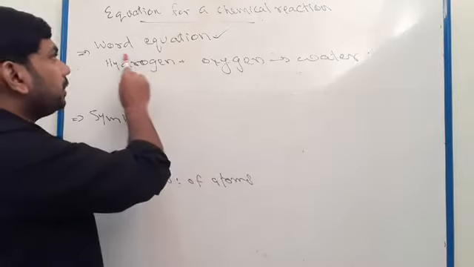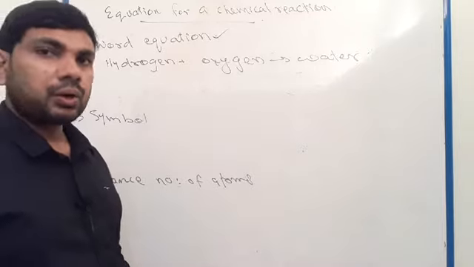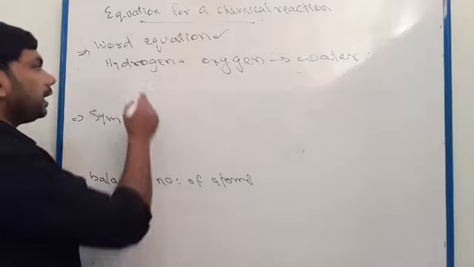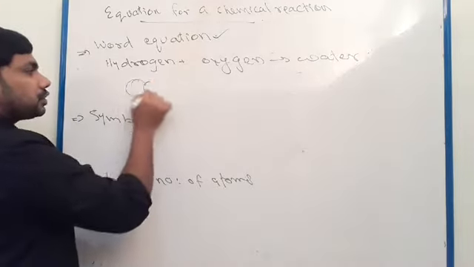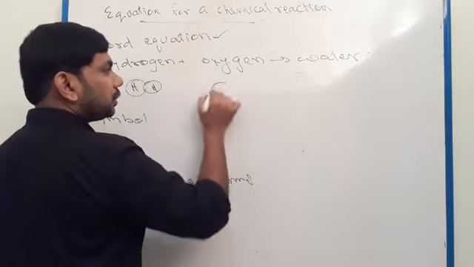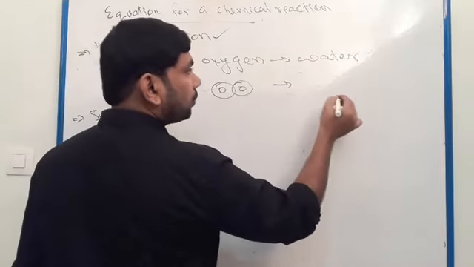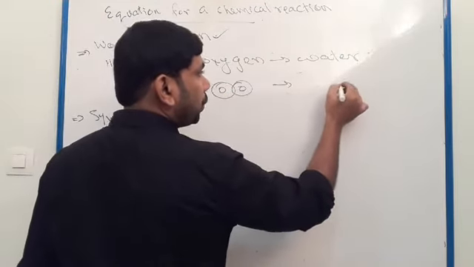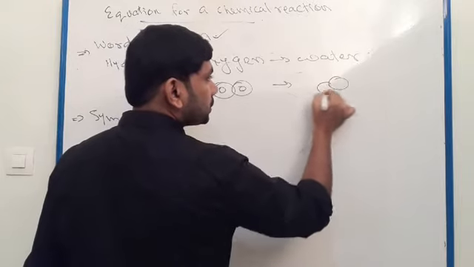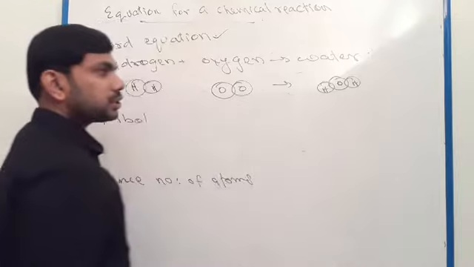So here, the word equation: hydrogen plus oxygen giving water. Also you must know that hydrogen is diatomic, H2. Oxygen is also diatomic, O2. And the formula of water is H2O, one oxygen and two hydrogen. We discussed this many times, H2O.